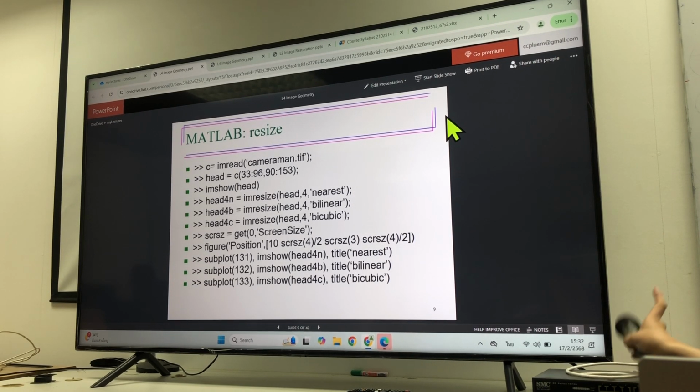Usually bicubic is a lot more complicated, a lot more computationally intensive than bilinear, but the result is not that different.